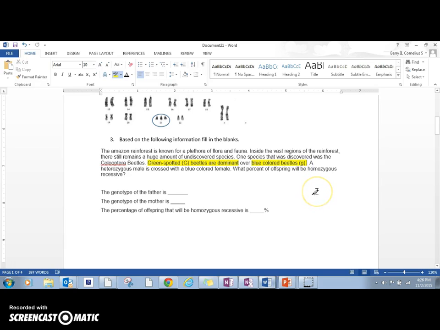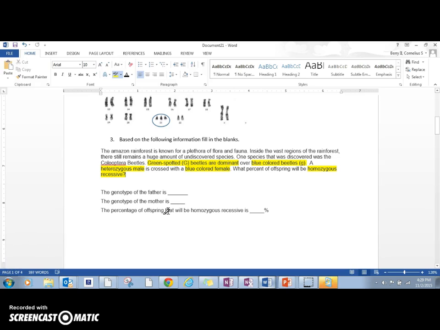Go ahead and take a second to do that. Then I'm going to look at who is crossed. I have a heterozygous male is crossed with a blue-colored female. Then this is where the question comes in. What percent of the offspring will be homozygous recessive? So I'm going to highlight homozygous recessive.